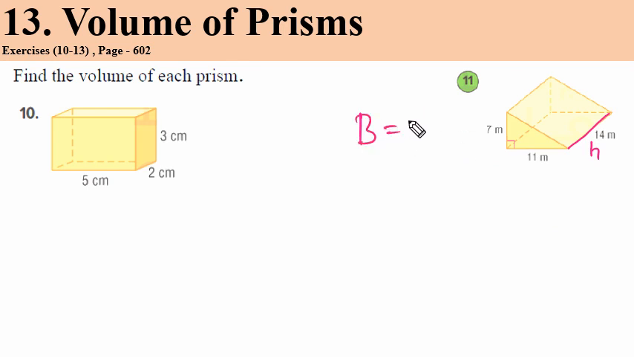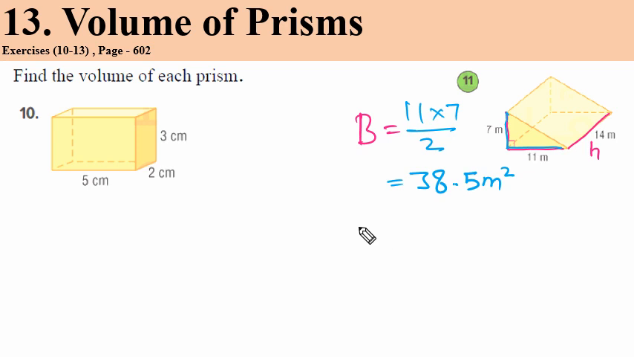So let's find the base area first of all, capital B. The base is a triangle, so the area of triangle formula is base multiply height divide 2. Remember, base multiply height divide 2. So 11 multiply 7 divide 2, and you will get 77 divide 2. 77 divide 2 will give us 38.5. The unit is meter square.